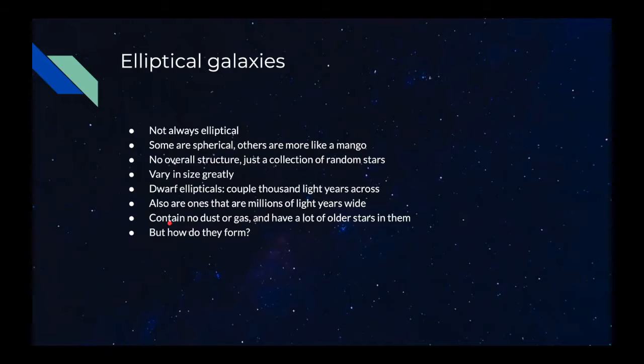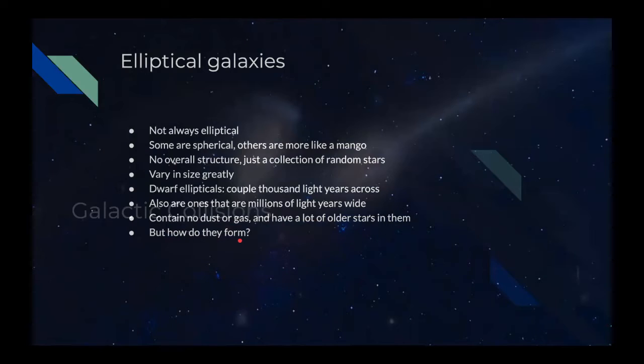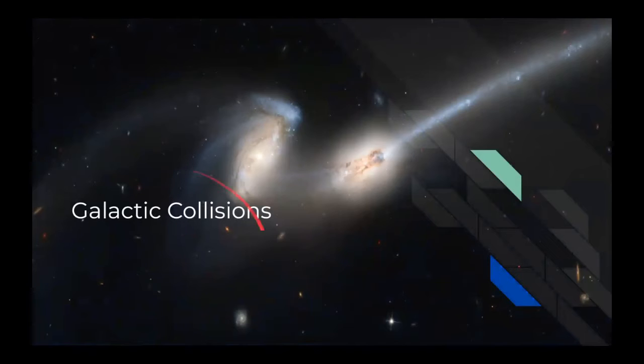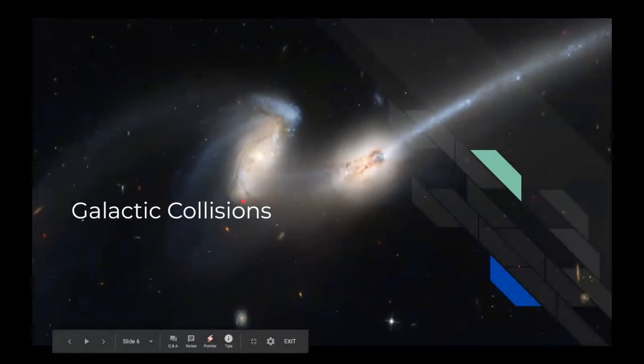Now, these actually don't contain a lot of dust or gas, but they tend to contain a lot of older stars in them. So a lot of the stars tend to be more red in color. Now, you're probably wondering how they form at this point. This is where things start to get complicated, because they're formed with galactic collisions.